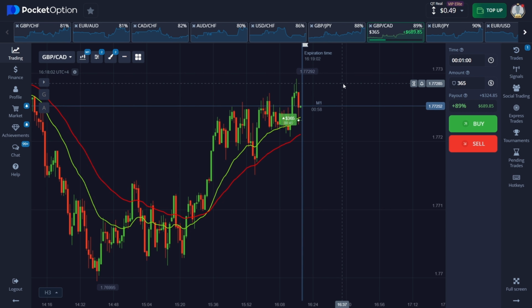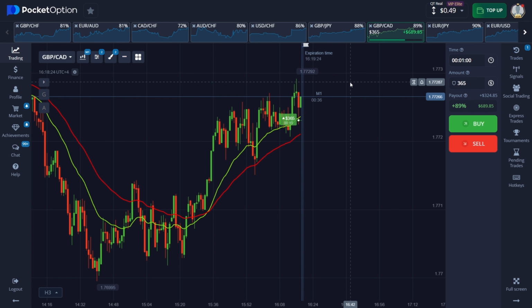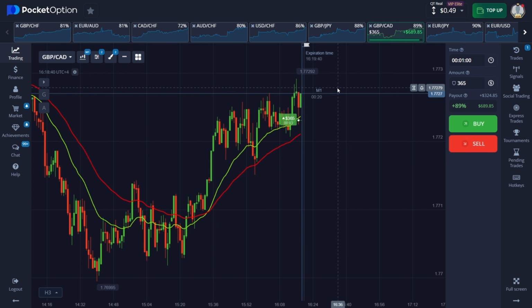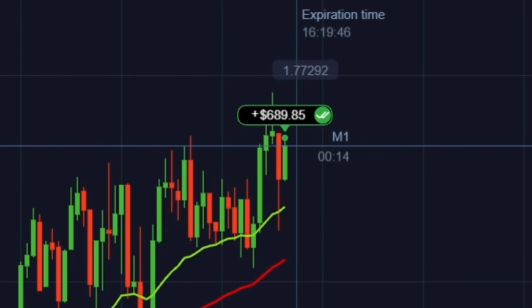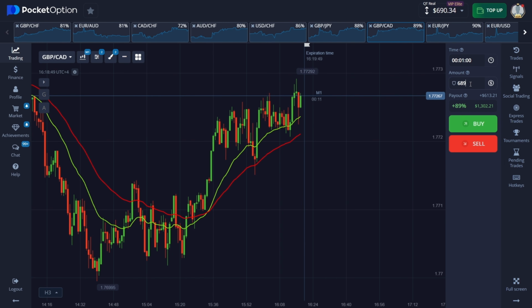Currently, the trade is going in our favor, but we still have 40 seconds left. As you can see, the candle is reversing exactly from the 25 EMA level. Only a few seconds left. And I won another trade in this compounding session. Now my balance has increased to $690. Let's find a trade for $690.